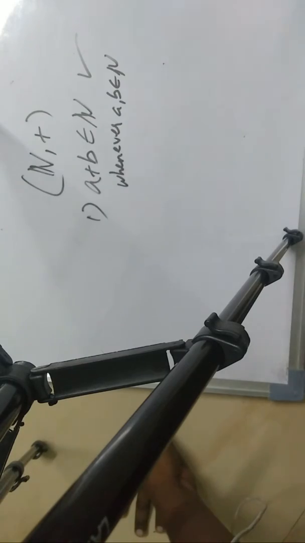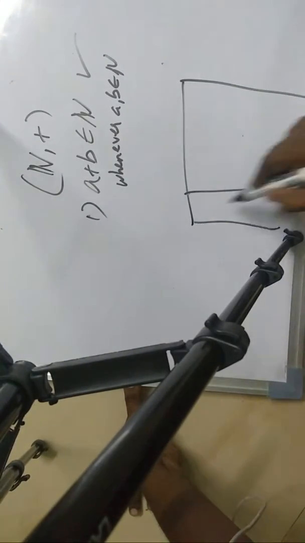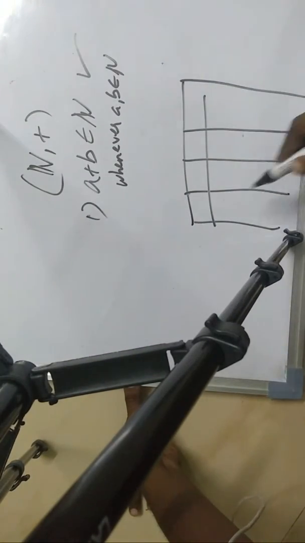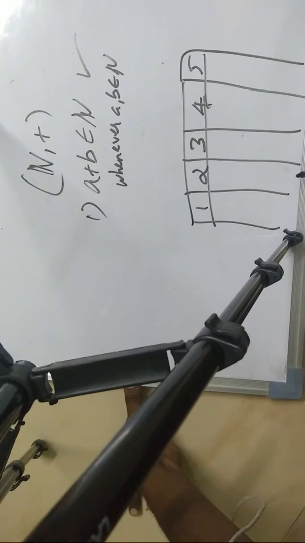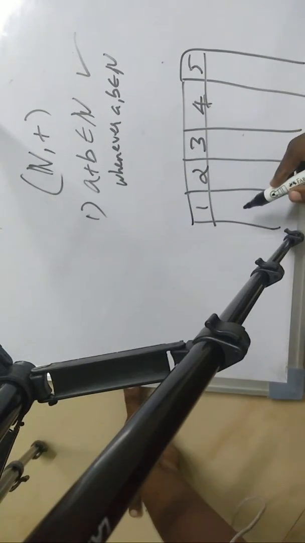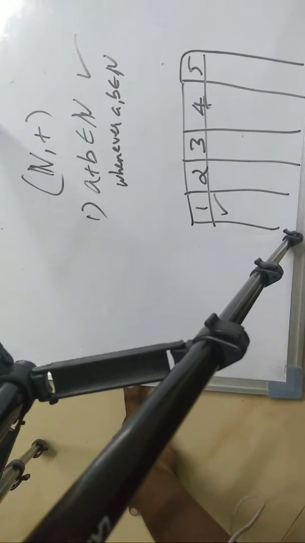Fine. So maybe we'll make a checkbox here at the bottom. For the first property, second, third, fourth, fifth. If it satisfies, I will put a tick mark. If it doesn't, we will put a cross. Right? So N comma plus satisfies the closure axiom.